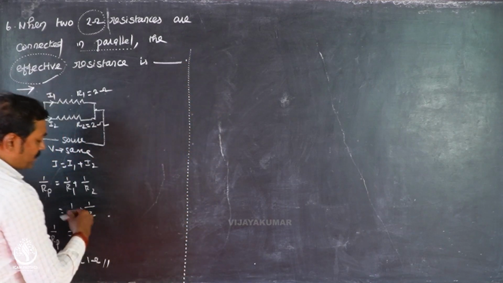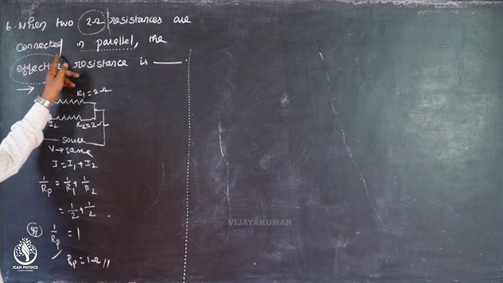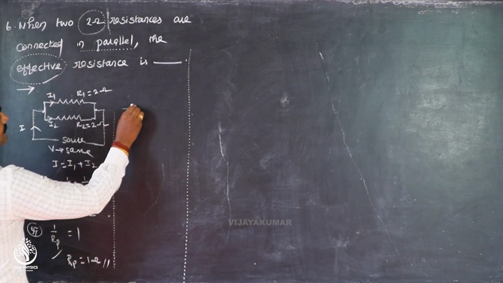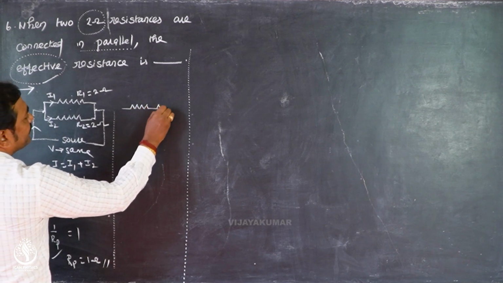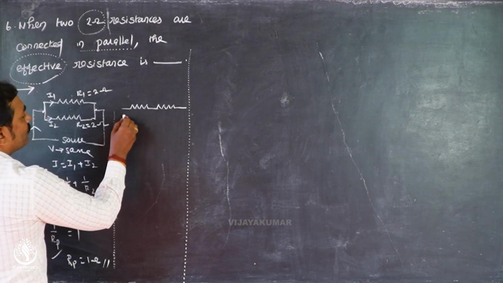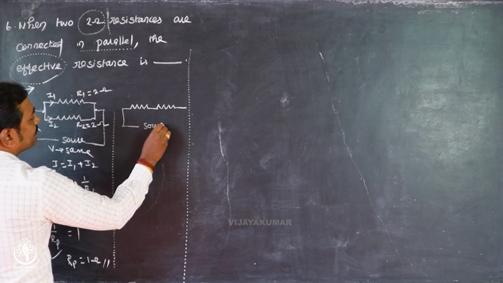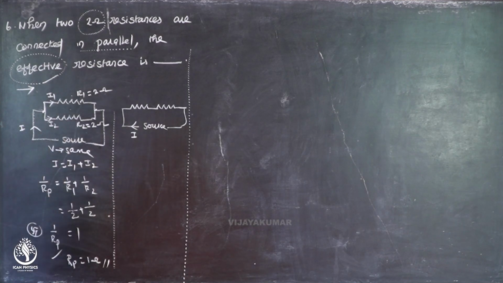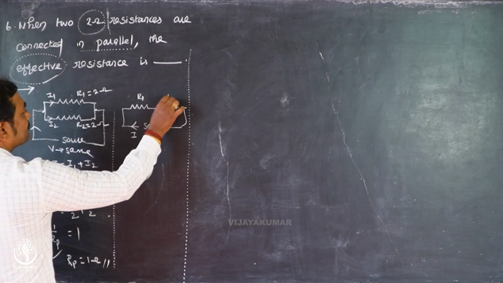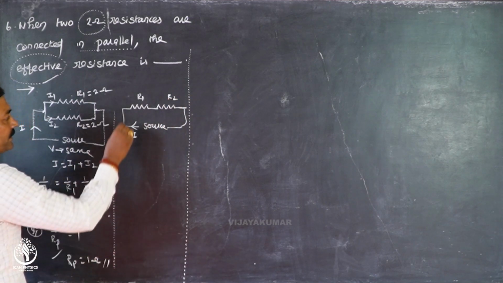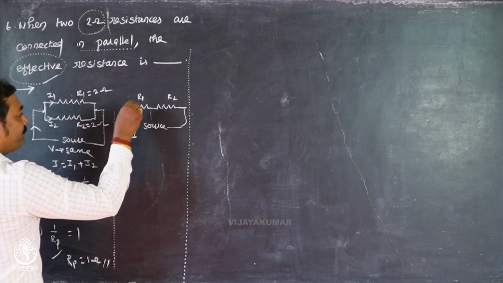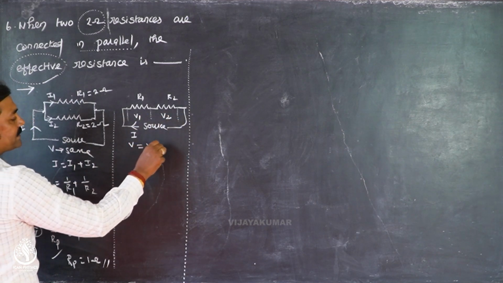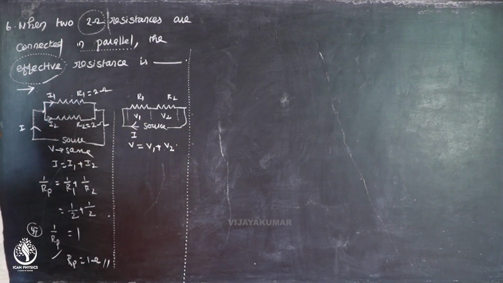The same question may be asked for resistors connected in series. When it is connected in series, the resistors are connected like this. When it is connected with the external source, in this case the current will be the same. This is the resistor of resistance R1 and the resistor of resistance R2. The potential drop across the first one is V1, the potential drop across the second one is V2. So the total potential is the sum of the potential drops across each resistor.